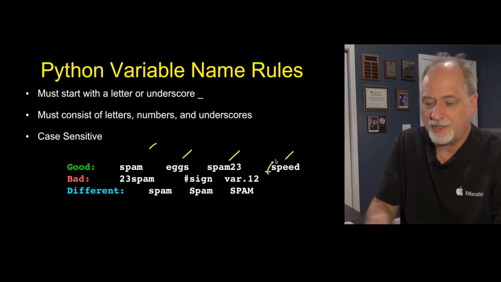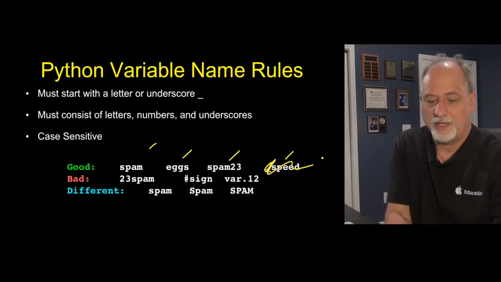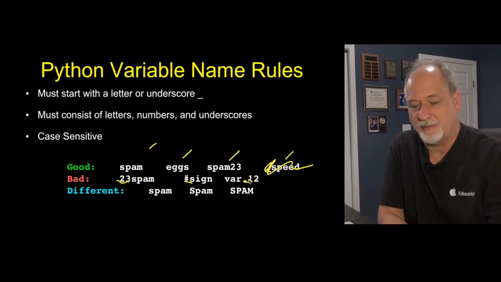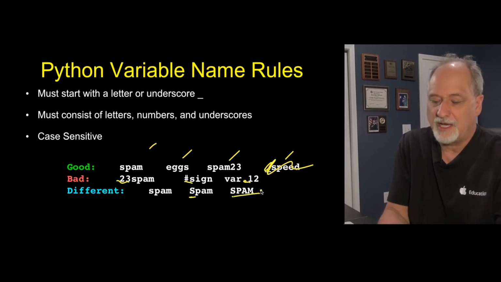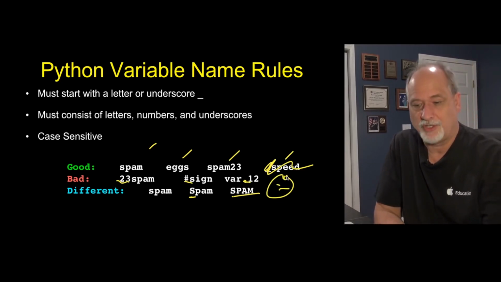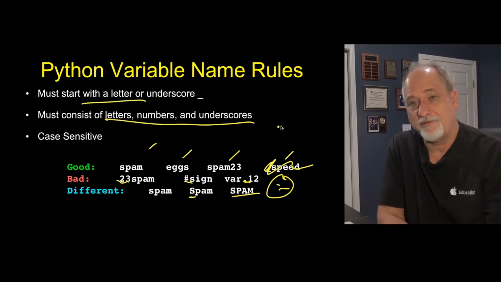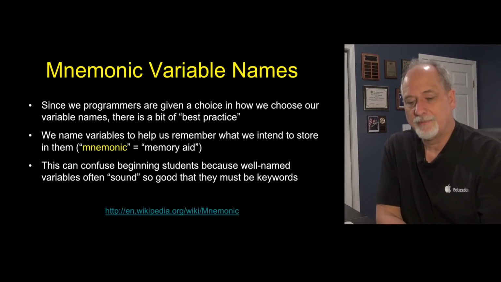We would probably not use _speed unless Python told us to use that variable. 23spam starts with a number, #sign starts with a pound sign, and a dot is not a legitimate variable character. And spam, capital Spam, and all-caps SPAM are different, but this is not something that you want to depend on too much. So that's just the rules for names. We tend to start them with a letter and then use letters, numbers, and underscores. Underscores, other than as the first character, are generally pretty common, and you'll see those used a lot.